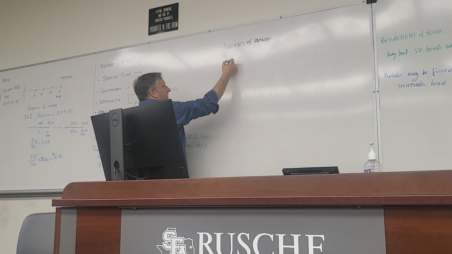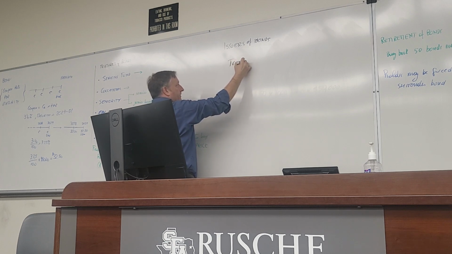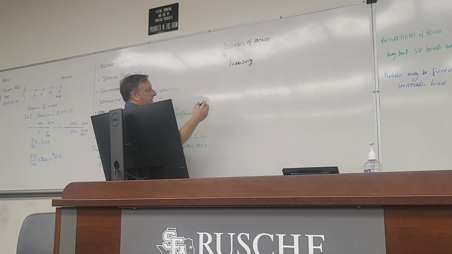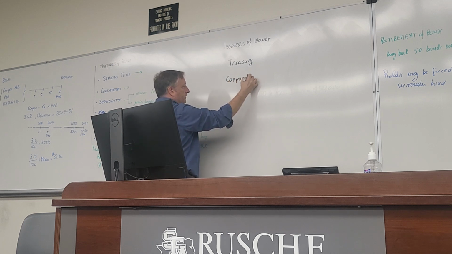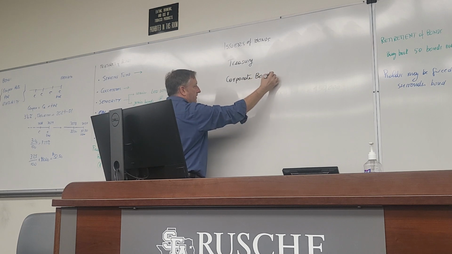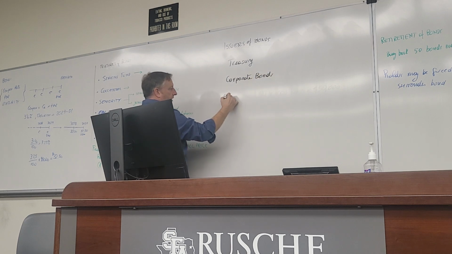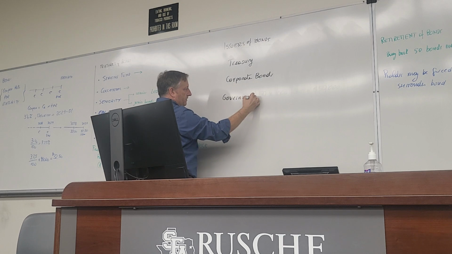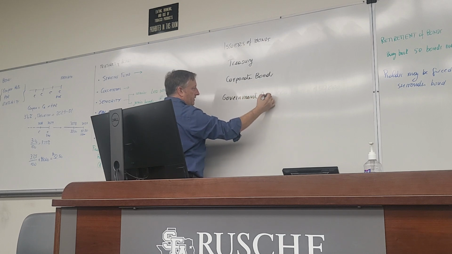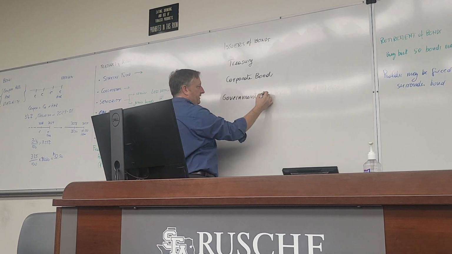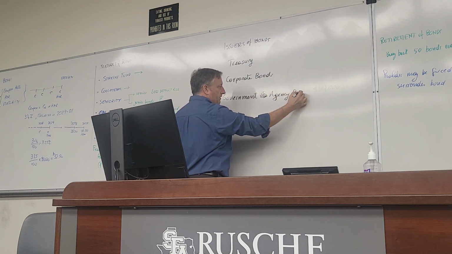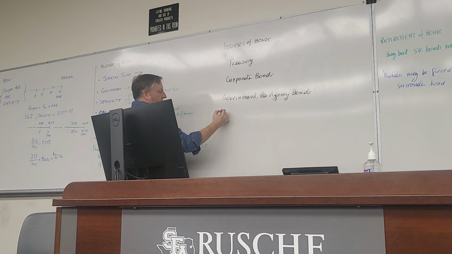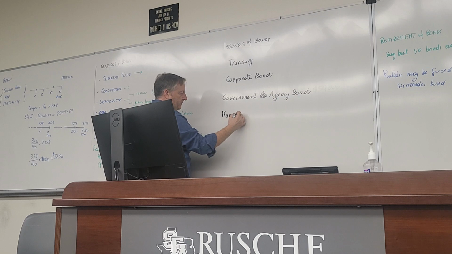So the biggest issuer is the Treasury. Then there are the corporations, or corporate bonds. Then there are government bonds. So actually, let's call them government agency bonds. And then you have local government, or what are called municipal bonds.